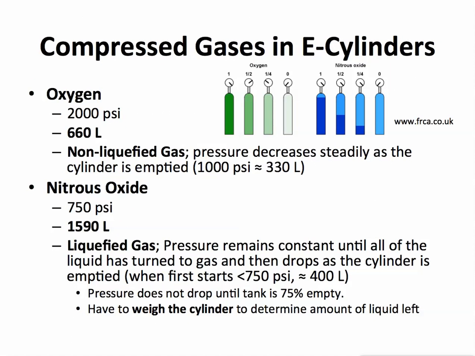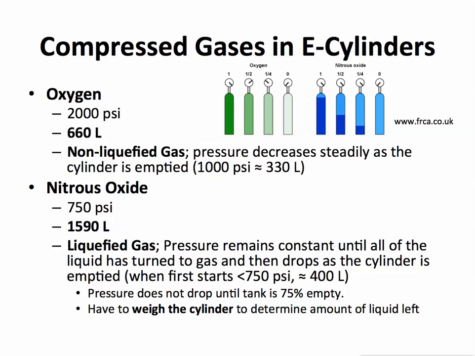So let's move right on to compressed gases in E-cylinders. Oxygen is supplied in an E-cylinder at approximately 2,000 psi as a full tank, and there is 660 liters of oxygen in that full tank. It is a non-liquefied gas, and as the gas is used, the pressure decreases steadily with emptying of the cylinder. And at approximately 1,000 psi, or half of a tank, there is half of the volume of gas left, half of 660 being 330 liters.